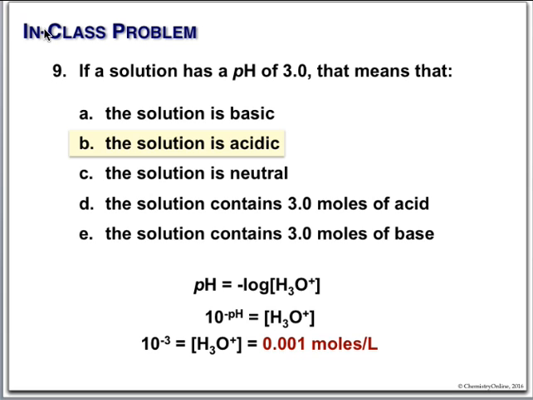Yeah? Less than 7 is acidic, correct? Less than 7 is acidic. And pH can actually go negative, and it can actually go over 14. Sulfuric acid or concentrated HCl, like 2 or 3 molar, will be pH less than 0.